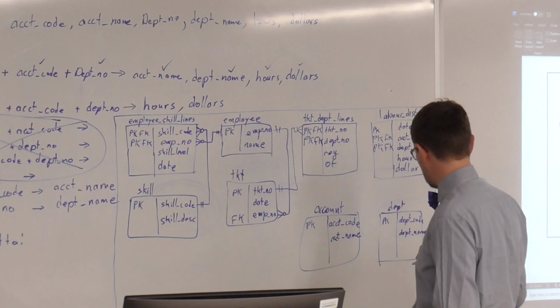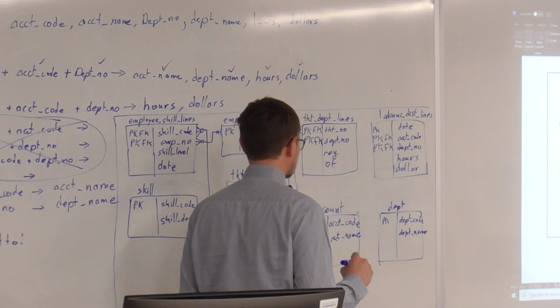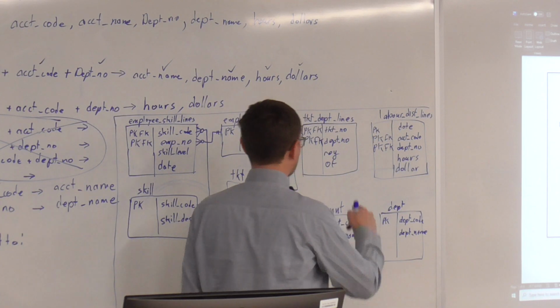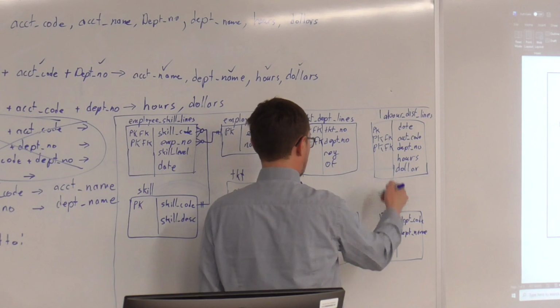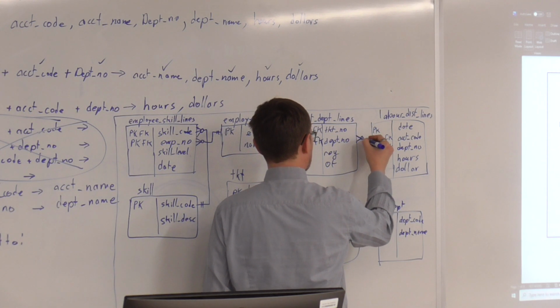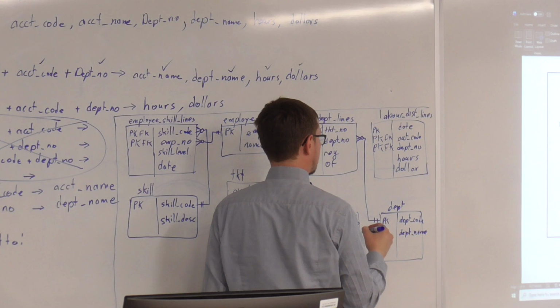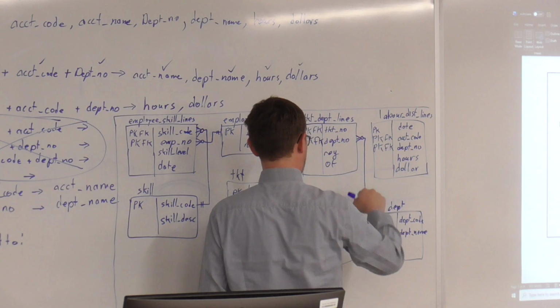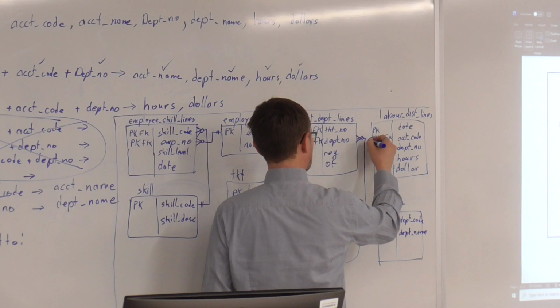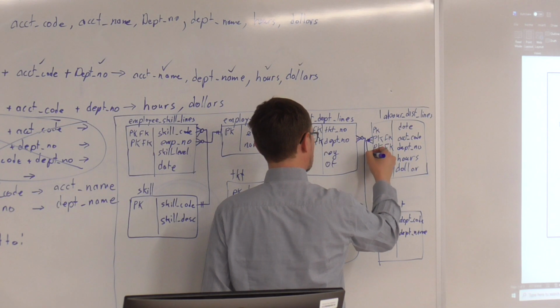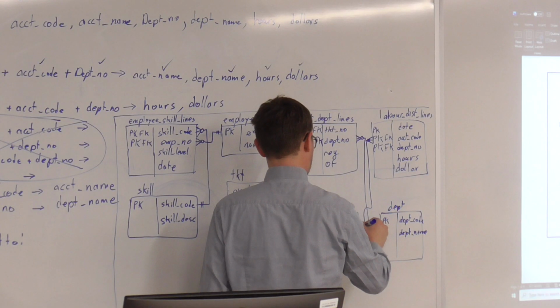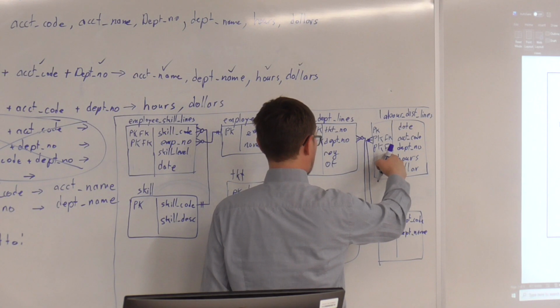So, now we just have to do the final linky arrows. Department number. This is the foreign key side. Alright, there we go. Account code connects over here. And department number. That.